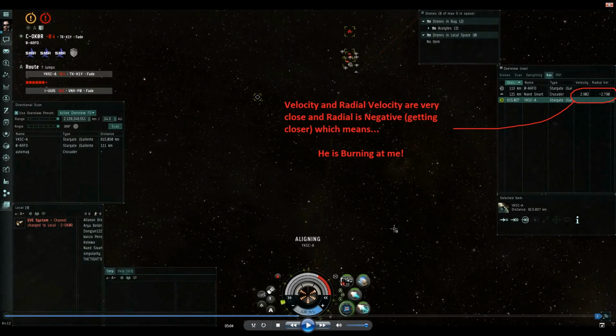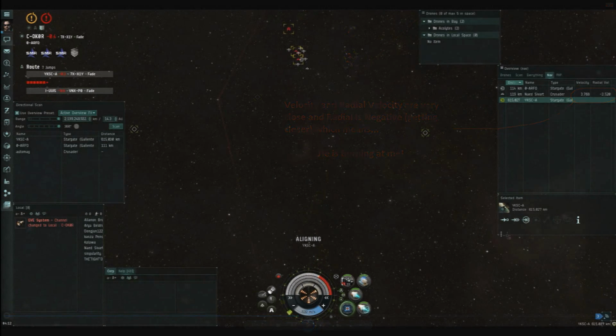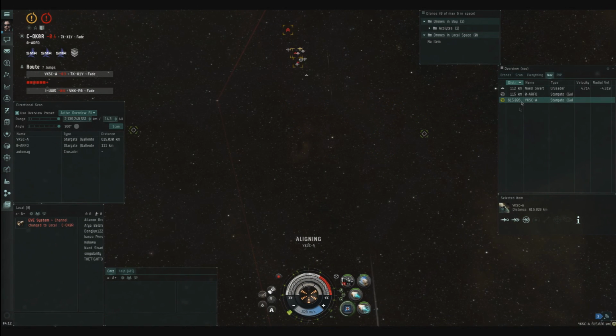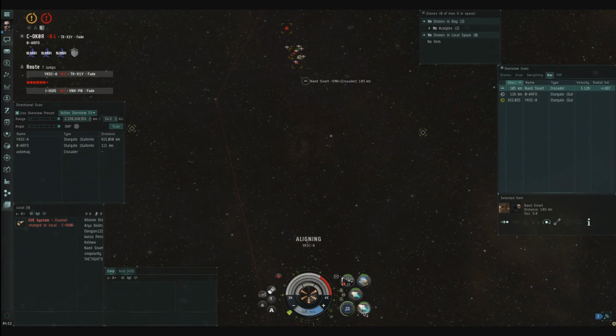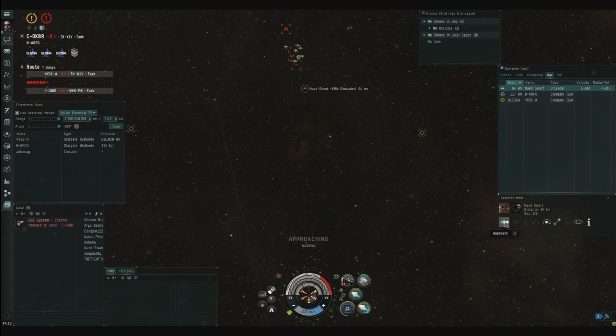Unfortunately here you see a Crusader's jumped in, and you see him starting to come at me. His velocity and radial velocity are almost the same. His radial is negative, which means it's coming at me. So from this I can say, well, because they're not quite identical, it's probably an orbit he's shooting for and not a direct approach. He's probably hit orbit 20 or something like that. Makes sense for a Crusader, a kiting Crusader.